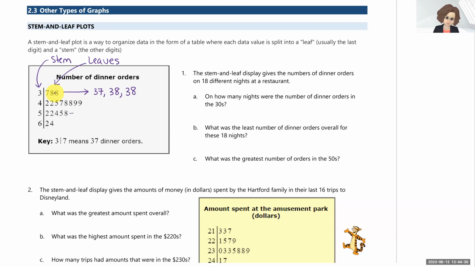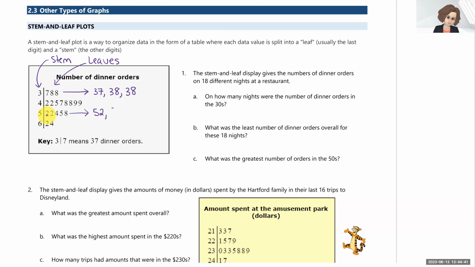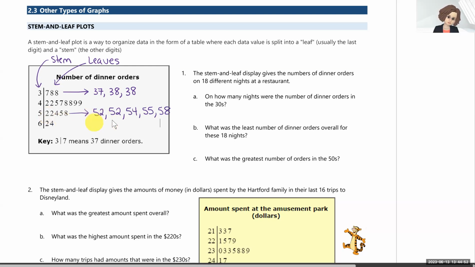The idea here with the stem and leaf is it saves us writing. So for example, let me do these. 5 means 50 and then 2, so that night 52 orders. There was another leaf of 2, 52, and then a leaf of 4, 54, and then 5, 55, and leaf 8 is 58. So rather than having to keep writing the 5 all the time, we just put it in the front, and then we tell people how to read that graph. And those are all of our dinner orders.